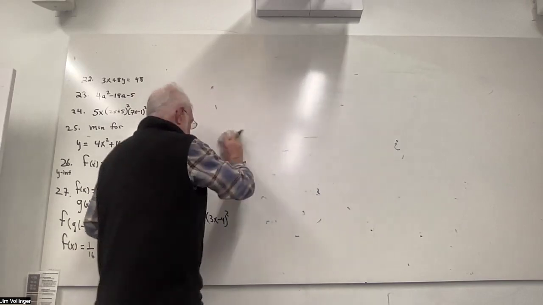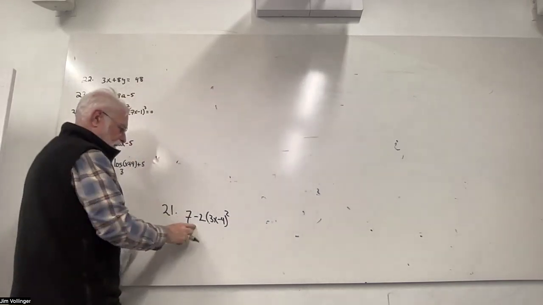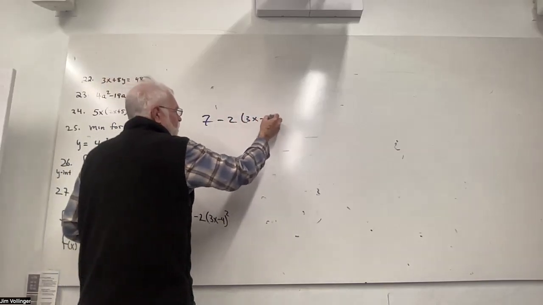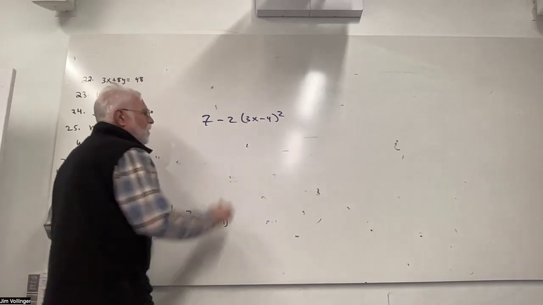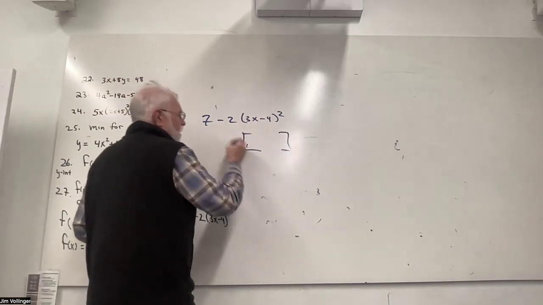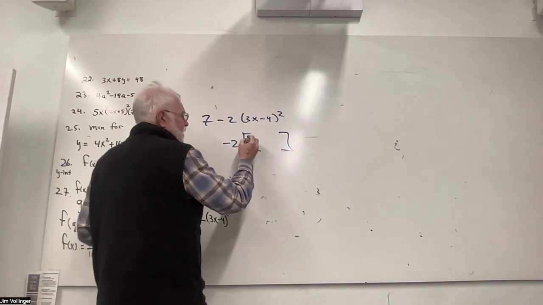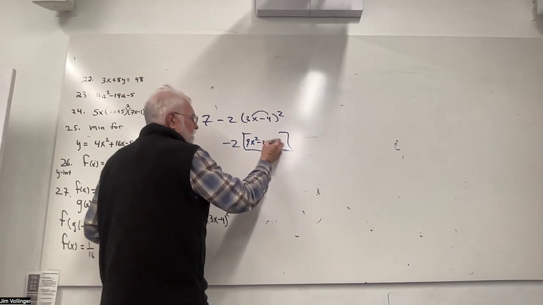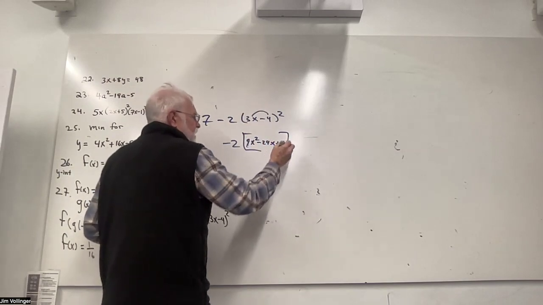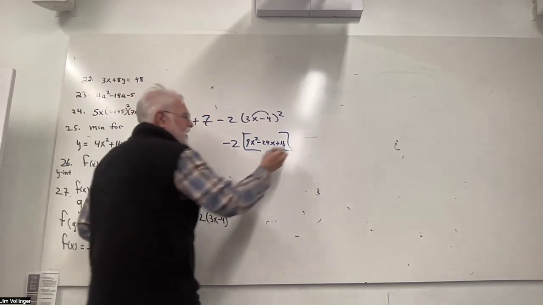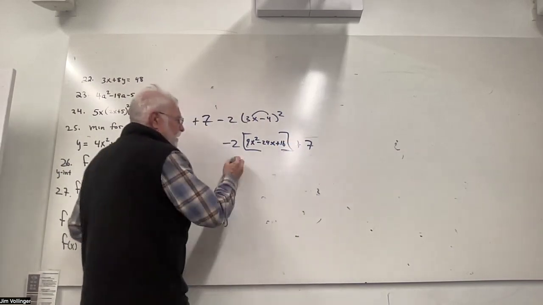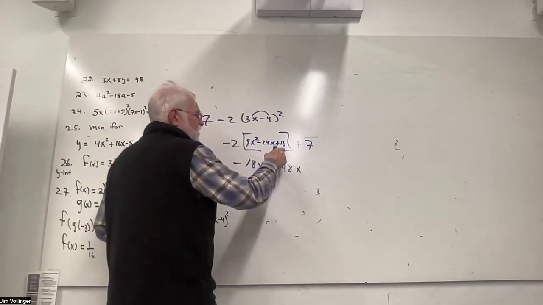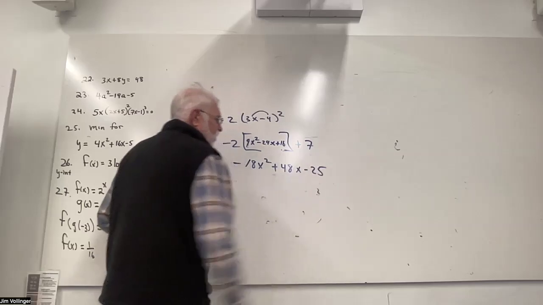Okay, moving right along. 7 minus 2, 3x minus 4 squared. We're hopefully getting a lot better with the squaring of a binomial. Minus 2 times 9x squared. Double that product, minus 24x. Square that, plus 16. Bring the positive 7 to the end. That's the last thing we're going to do: 7 minus 18x squared plus 48x minus 32 plus 7 is, I believe, minus 25.